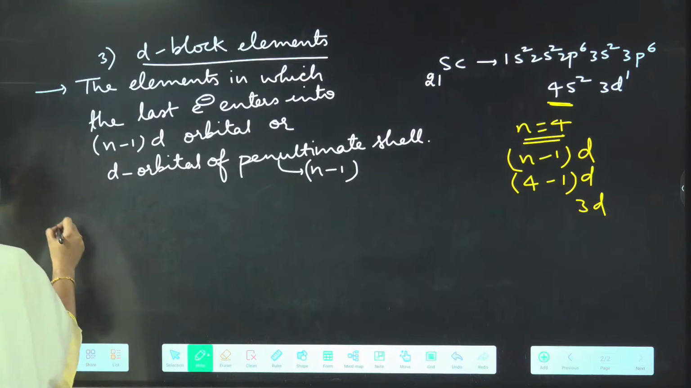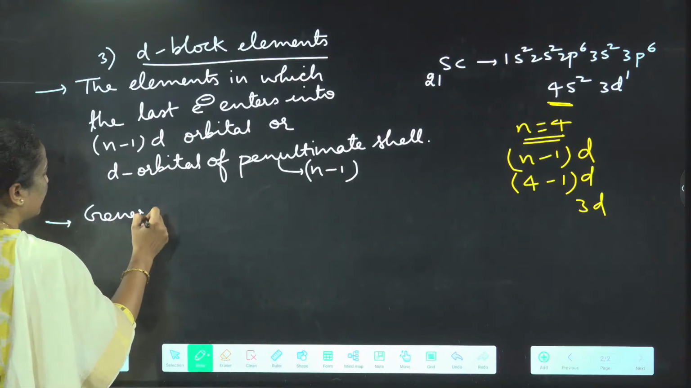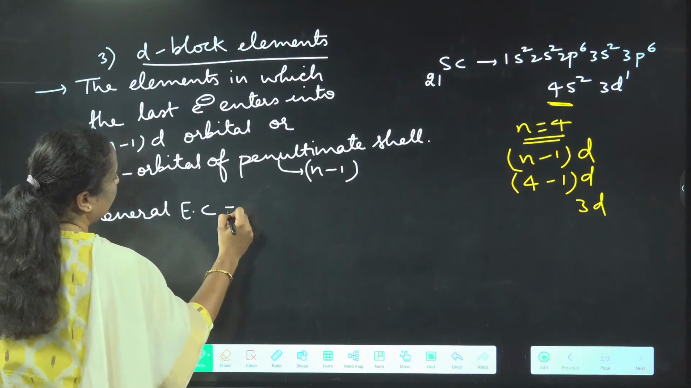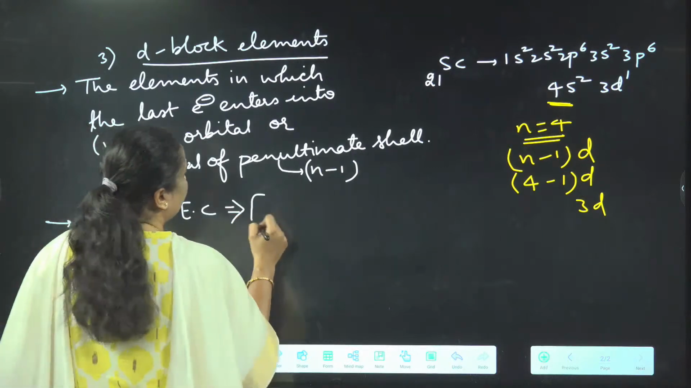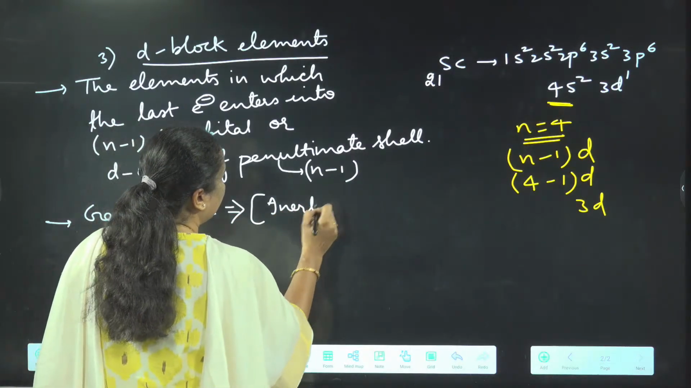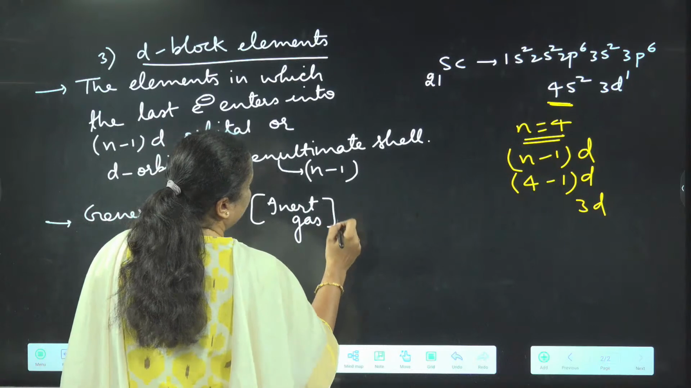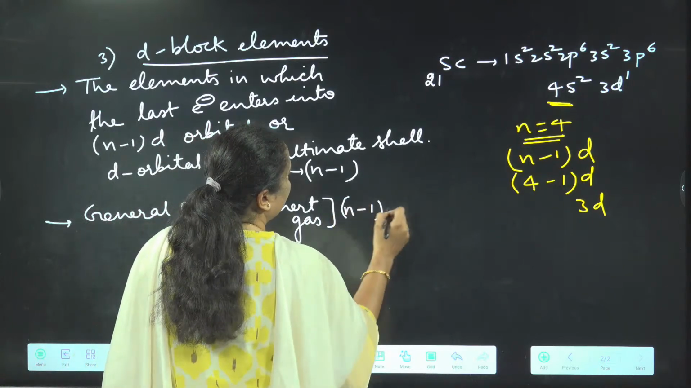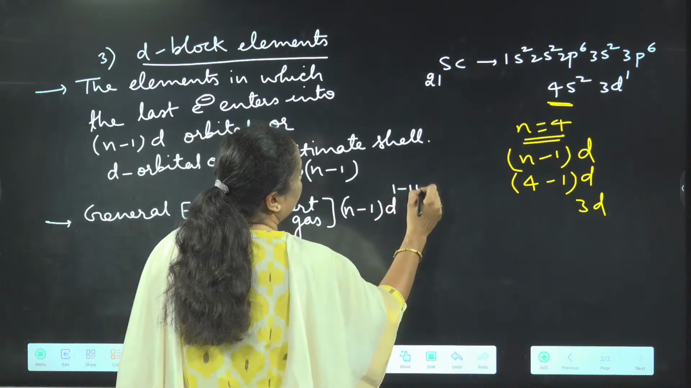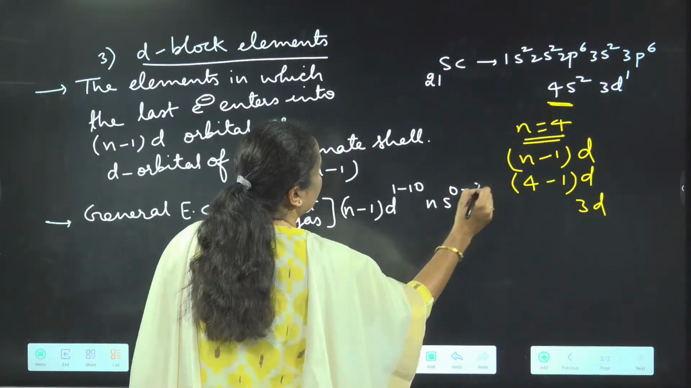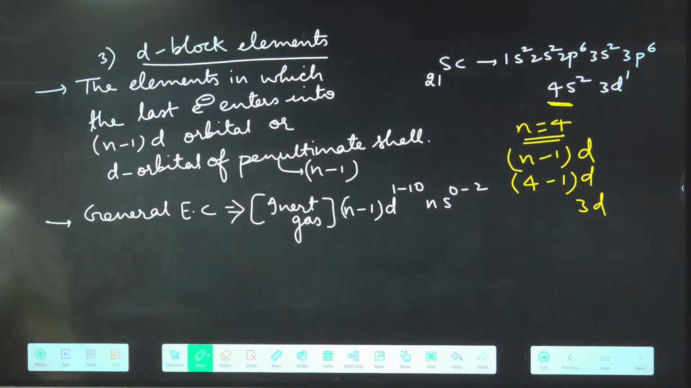Okay. Now we are going to write down its general electronic configuration. General electronic configuration is, again, we are writing in terms of inert gas. So inert gas, n minus 1 d 1 to 10, ns 0 to 2. This is the general configuration.